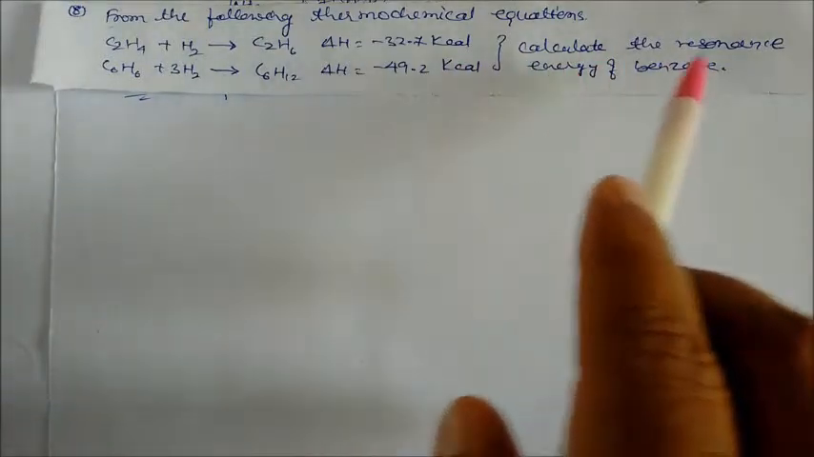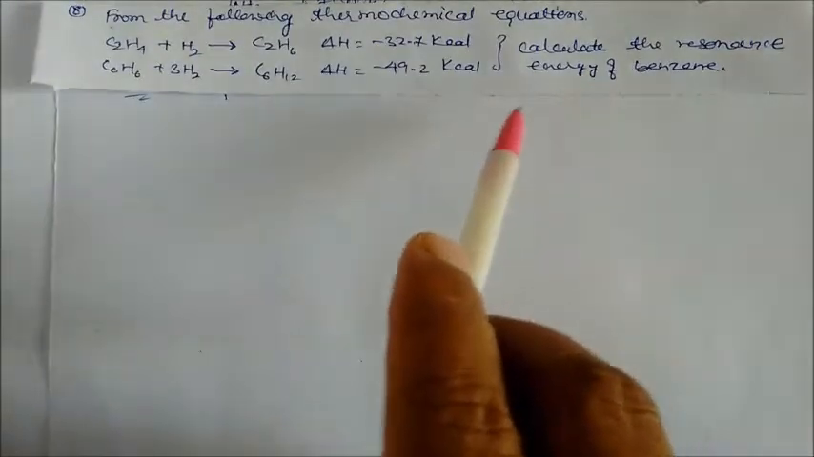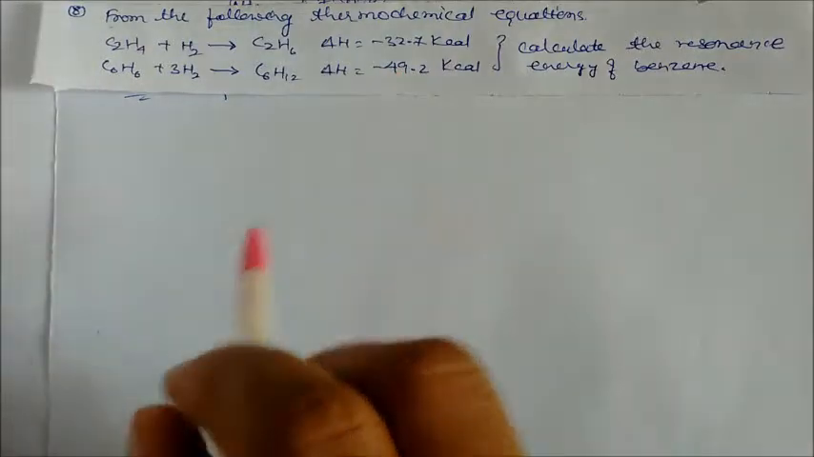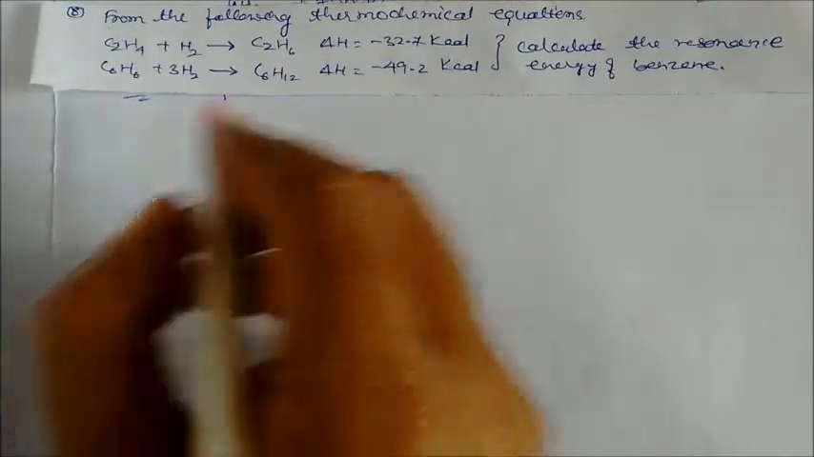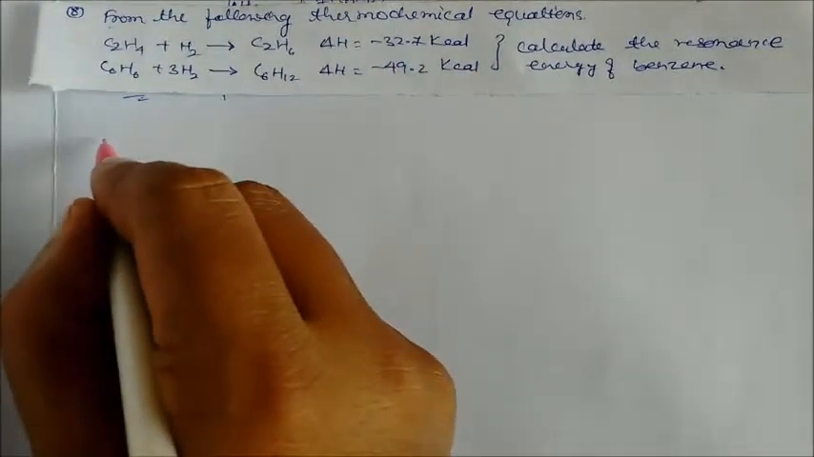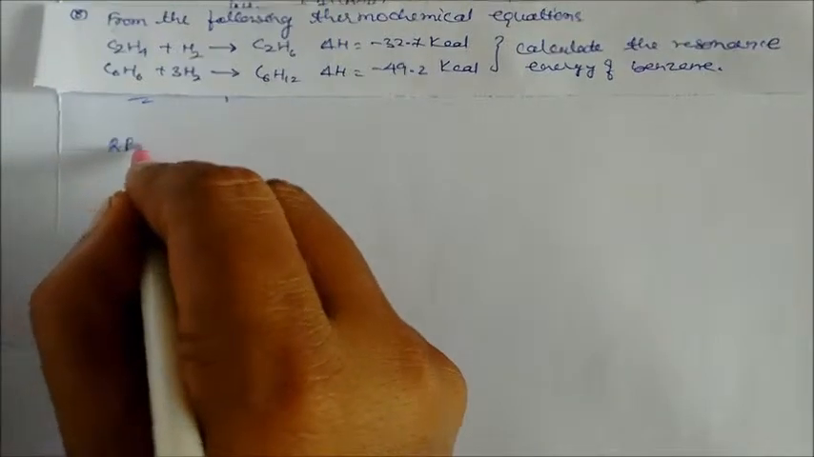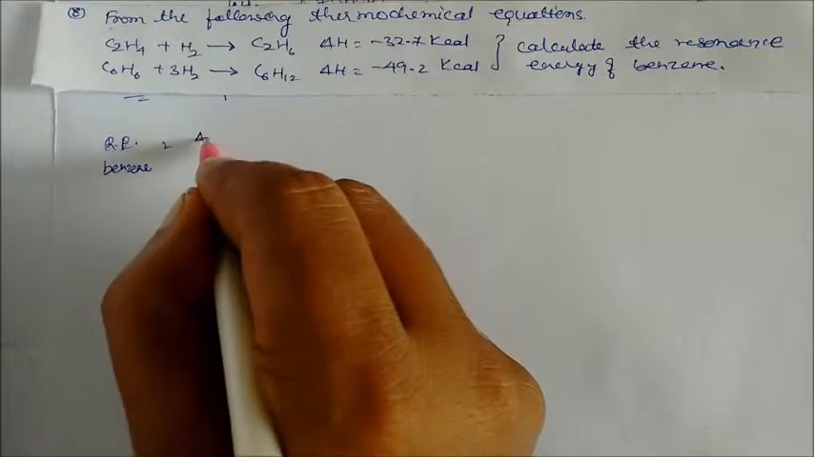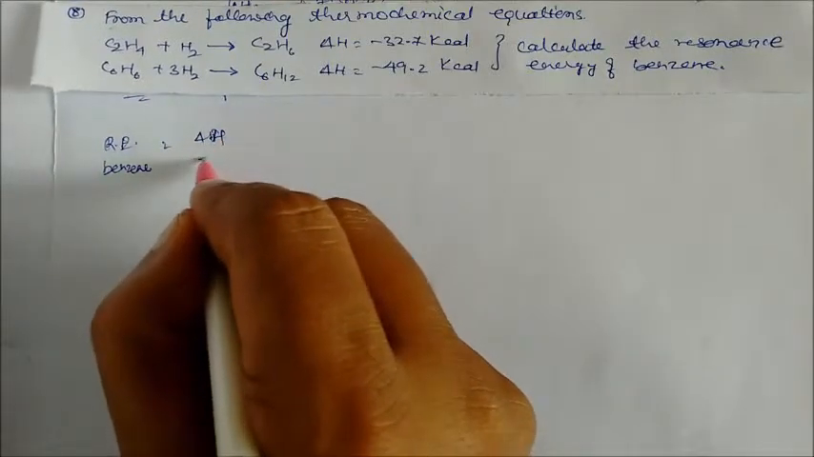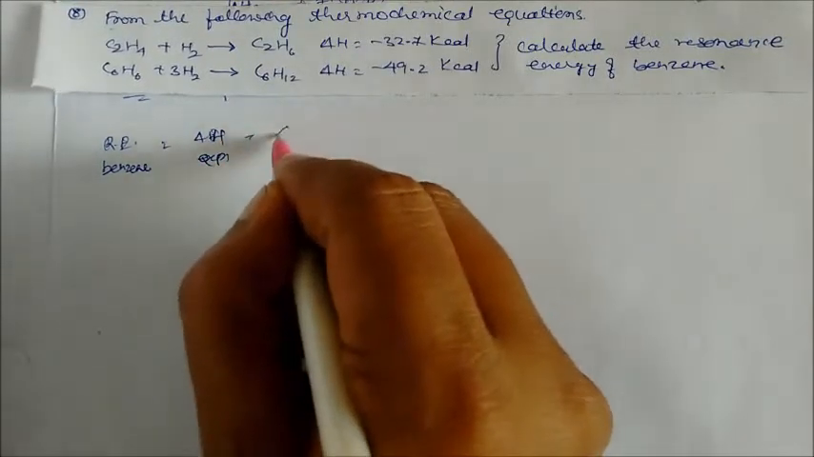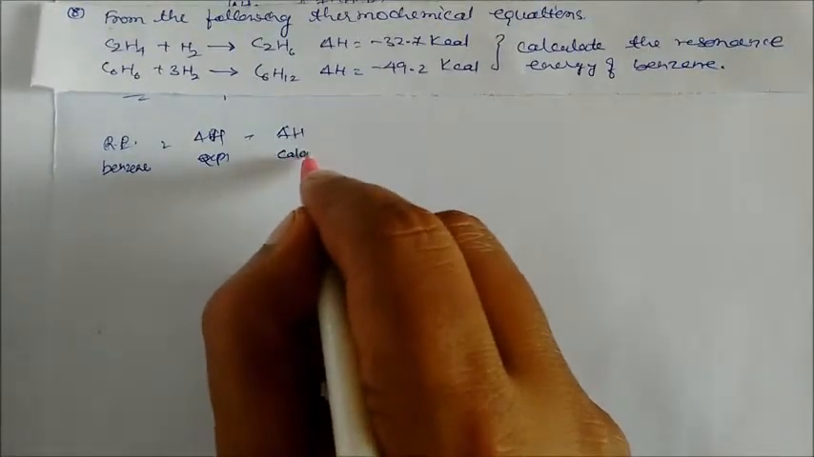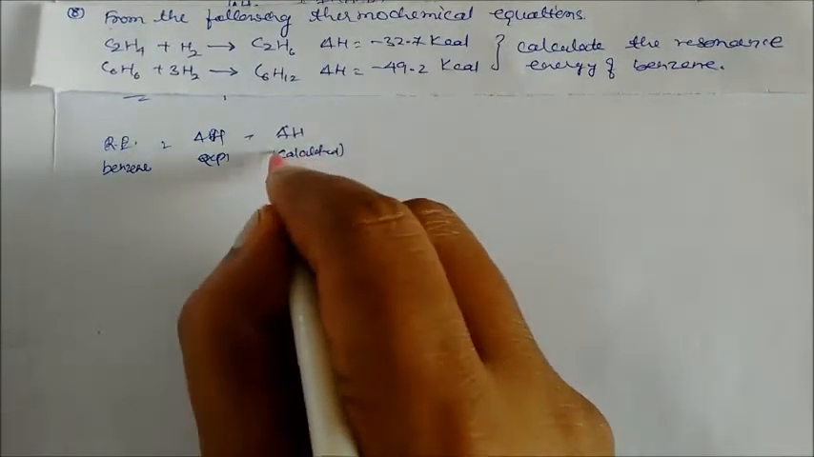So calculate the resonance energy of the benzene. Okay, so already we have given here experimental data, so we have to go for the theoretical data. So two equations is there. So again we know that the resonance energy of benzene is equal to delta H experimental minus delta H calculated, theoretical, that is called theoretical.